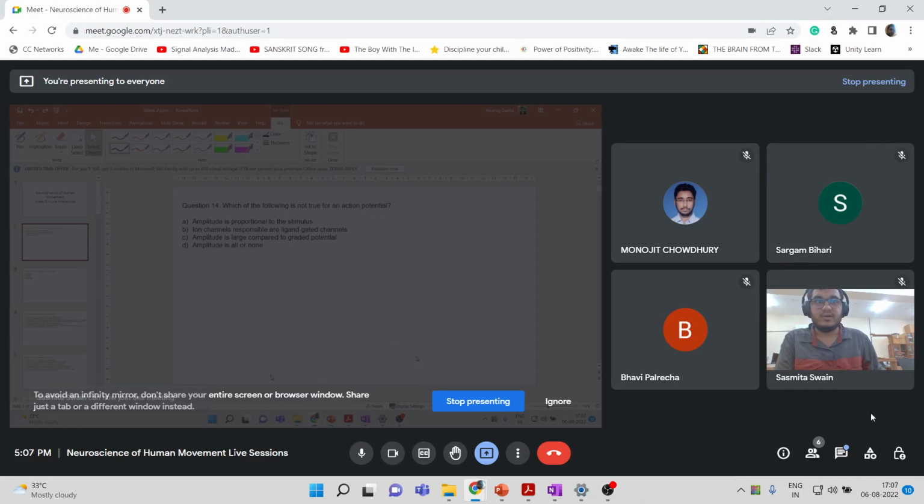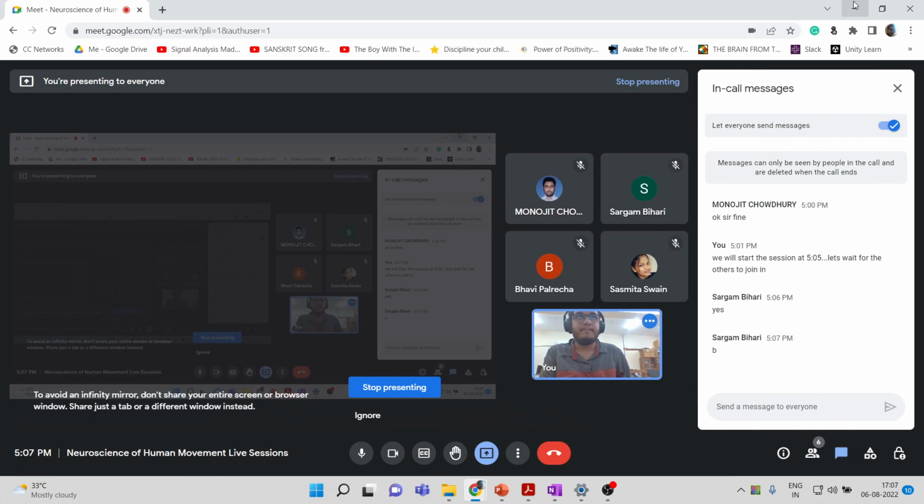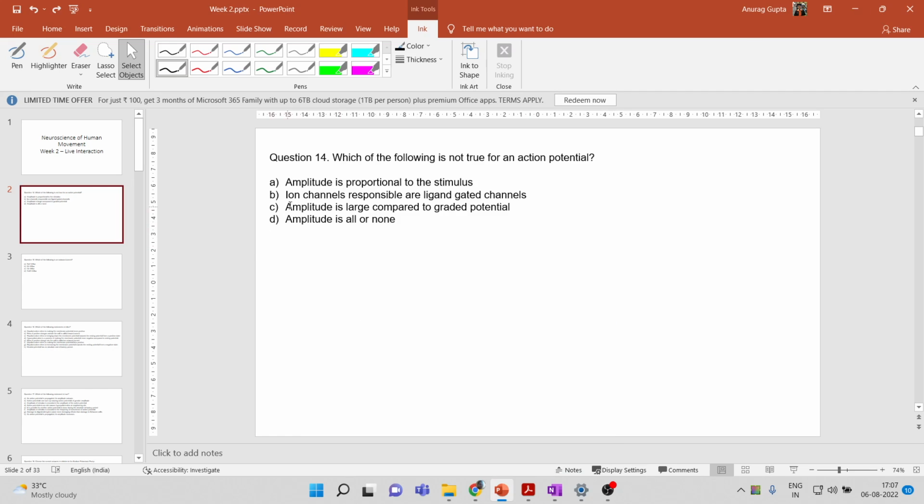Okay, let's see what is the response. Okay, B is not true. Let's discuss this. Amplitude is proportional to the stimulus. We know that as long as the threshold is reached, the amplitude is stereotypical, so it's always the same. So this is the wrong answer.